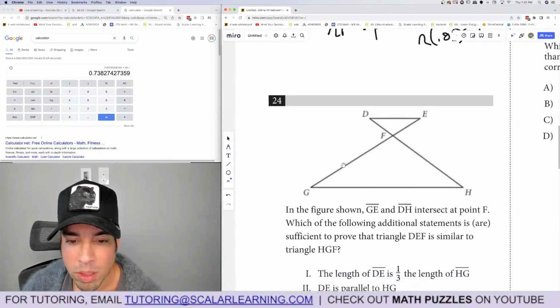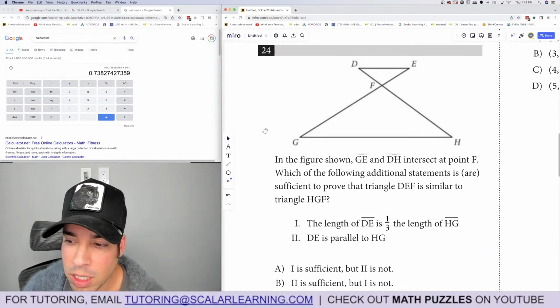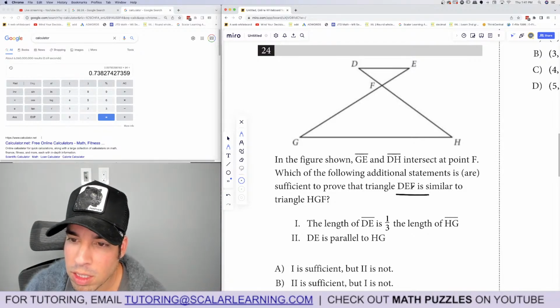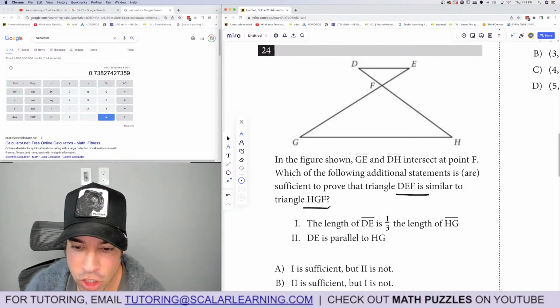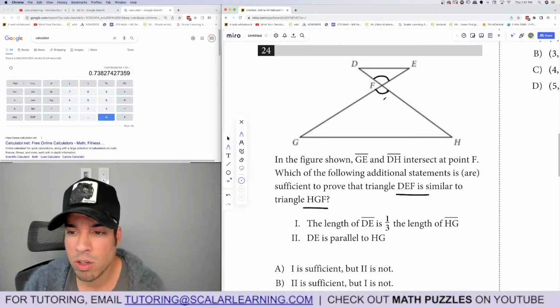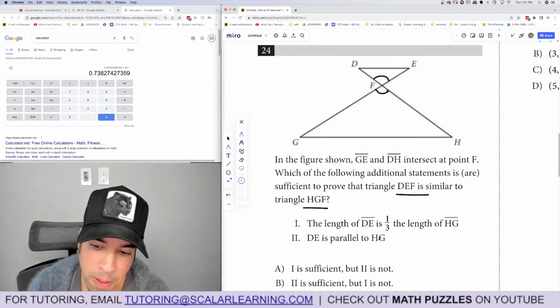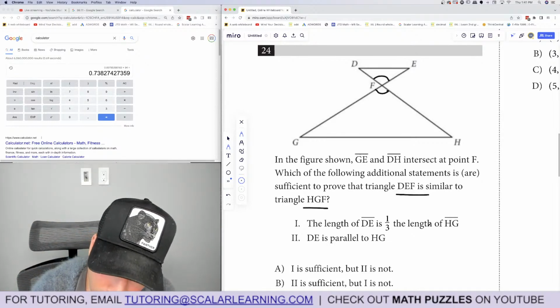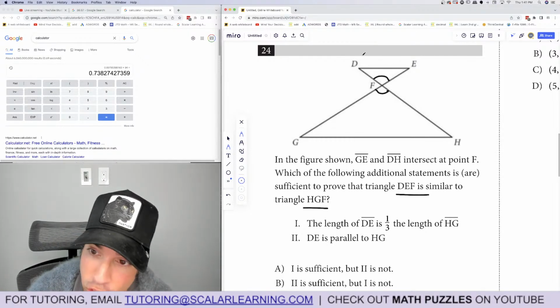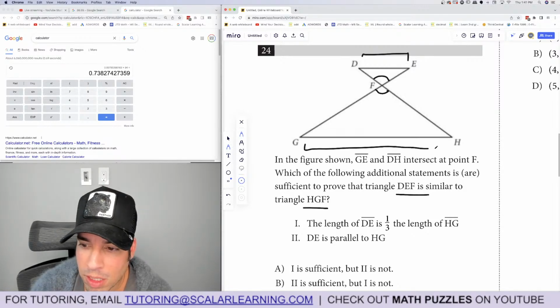So the ones are way too big. 24. In the figure given, GE and DH intersect at point F. Which of the following additional statements is true to prove that DEF is similar to HGF? So right off the bat, the way they're drawn, we know that these two angles are vertical angles. So to get similarity, we just need one more angle. And the length of DE is 1/3 EH, or HG. If we know a proportionate relationship, that's fine.